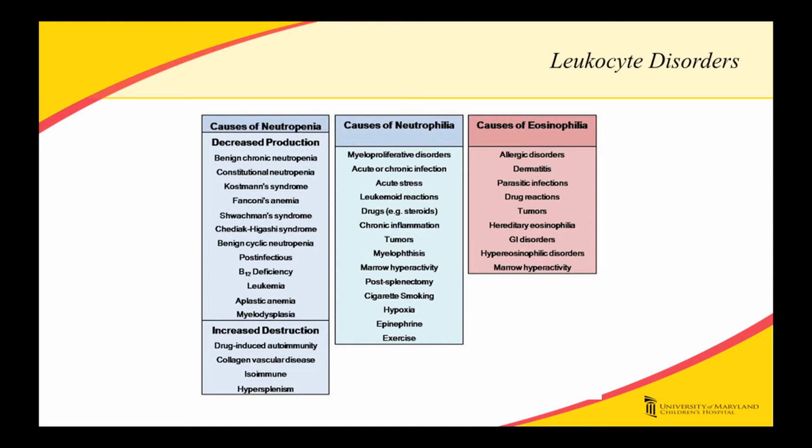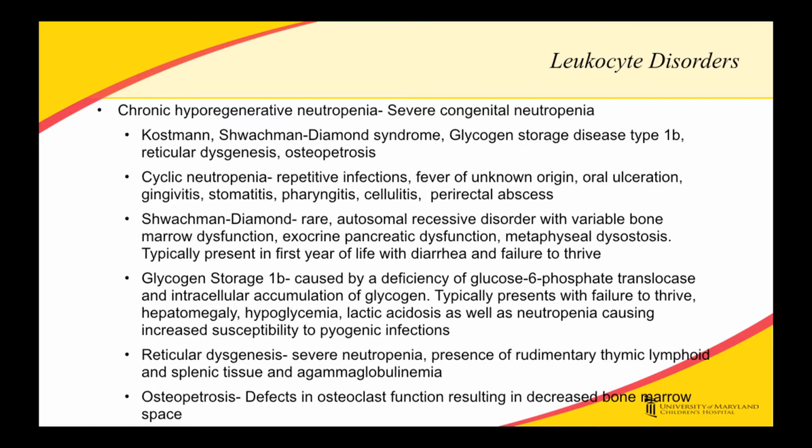And then there's also eosinophilia. We don't worry about it as much, but when I see that, this is usually what you have to remember: we're usually ruling out a parasitic infection in those patients. So chronic hyporegenerative neutropenia is your severe congenital neutropenia. That's Kostmann syndrome, Shwachman-Diamond, glycogen storage disease type 1b, reticular dysgenesis, and osteopetrosis. Those have all been associated with this chronic low. They have ANCs that are very low.